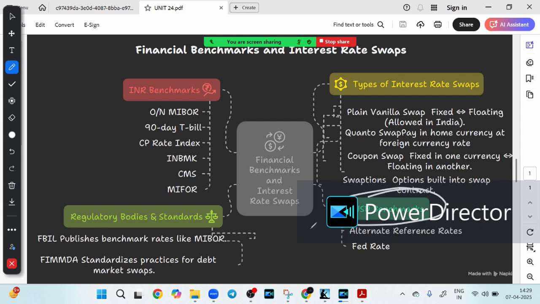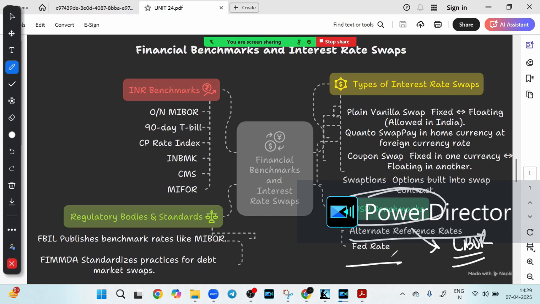you can see the USD benchmark. Friends, for global swaps in the international market, swaps often refer to ARR, the alternate reference rate. It has replaced LIBOR globally. Earlier it was just LIBOR. Now it has been replaced by ARR. This is the USD benchmark. And the second rate is called the Fed rate, which means the key rate. Let me zoom a little bit so that it becomes very clear to you.